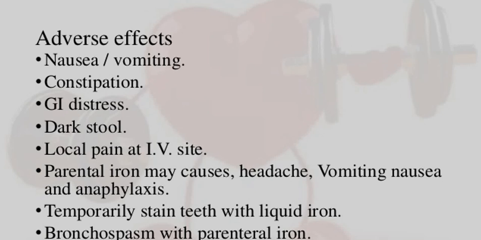Next one is parenteral iron, which may cause headache, vomiting, nausea and anaphylaxis. And next one is temporarily stained teeth with liquid iron. Next, bronchospasm with parenteral iron. What is bronchospasm? It is spasm of the bronchial smooth muscles producing narrowing of the bronchi. It is a narrowing of the bronchi that causes breathing difficulty.